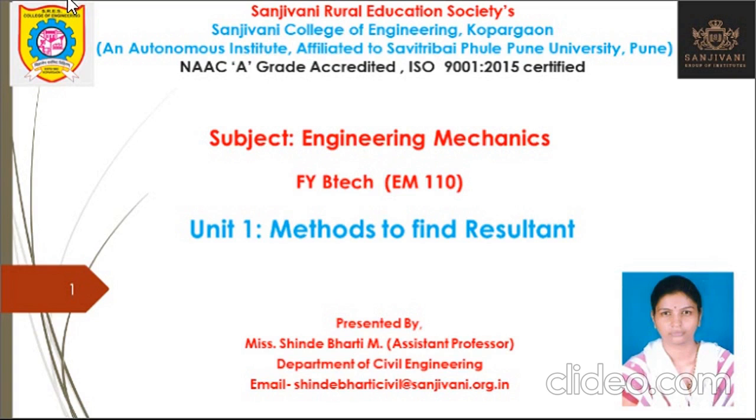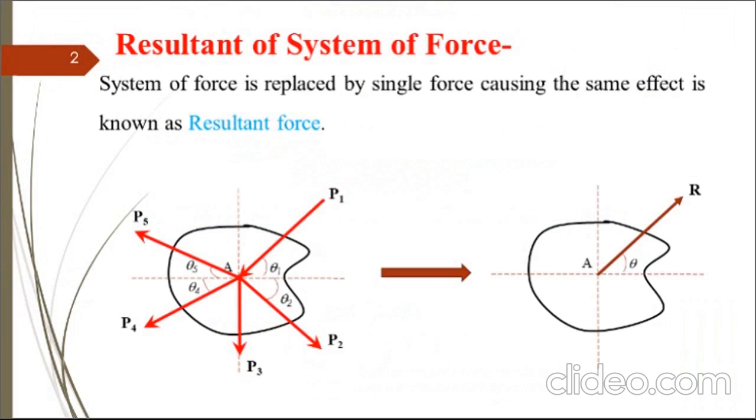In last lecture we have seen that there are number of forces acting on a body. We called it as a system of forces, and when these number of forces will be replaced by a single force causing the same effect, that force we call it as a resultant force. So here you can see in this, here are total 5 forces applied on this rigid body, and this will get replaced by a single force, that is R. We called it as a resultant force.